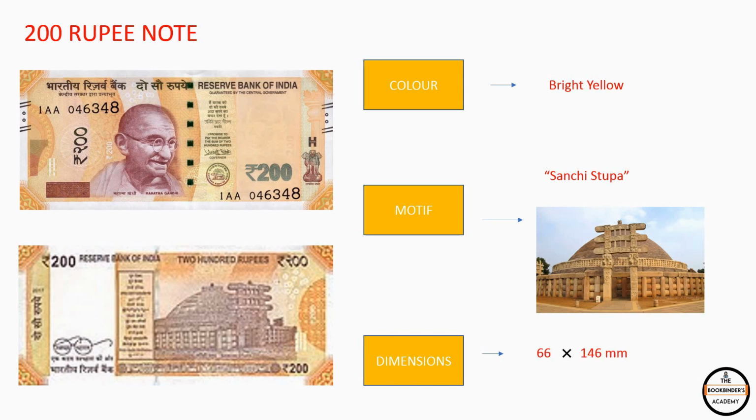Now let's just repeat it. The new 50 rupee note was 66 by 135 millimeters. The new 100 rupee note is 66 by 142 millimeters, and the new 200 rupee note is 66 by 146 millimeters. You might have also observed that the new note also has the new rupee sign right here.